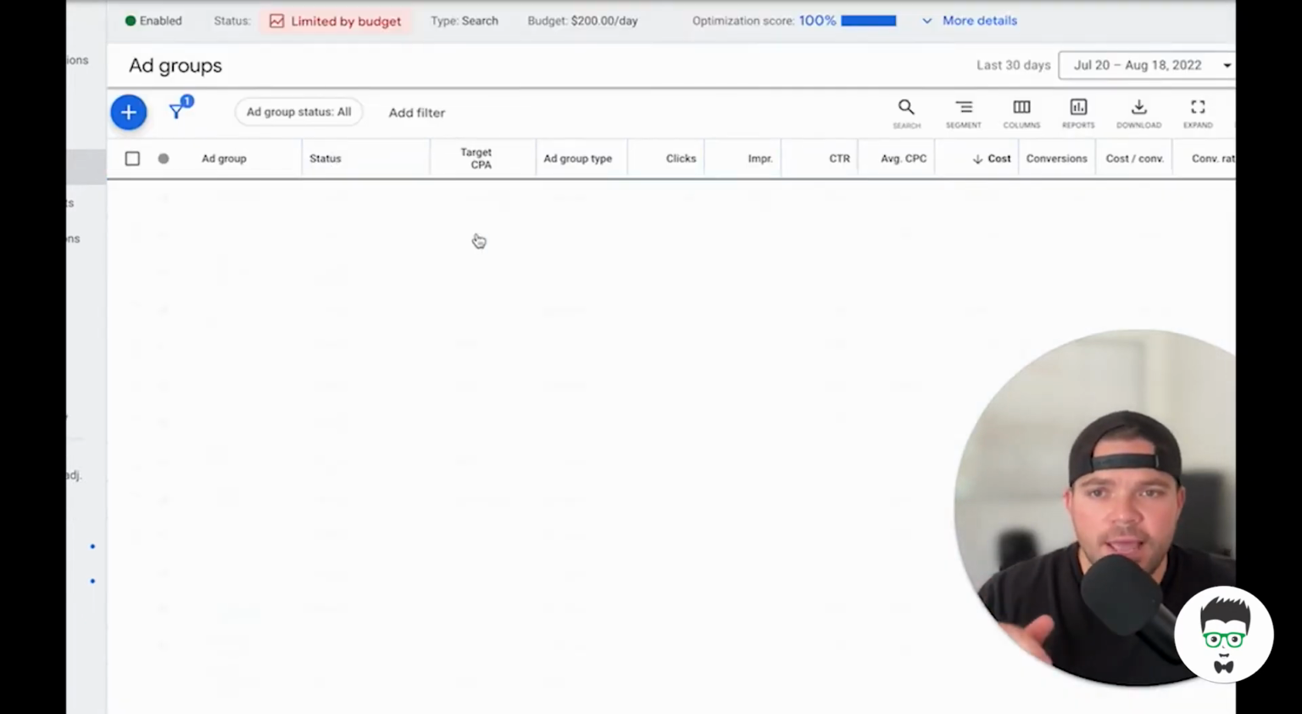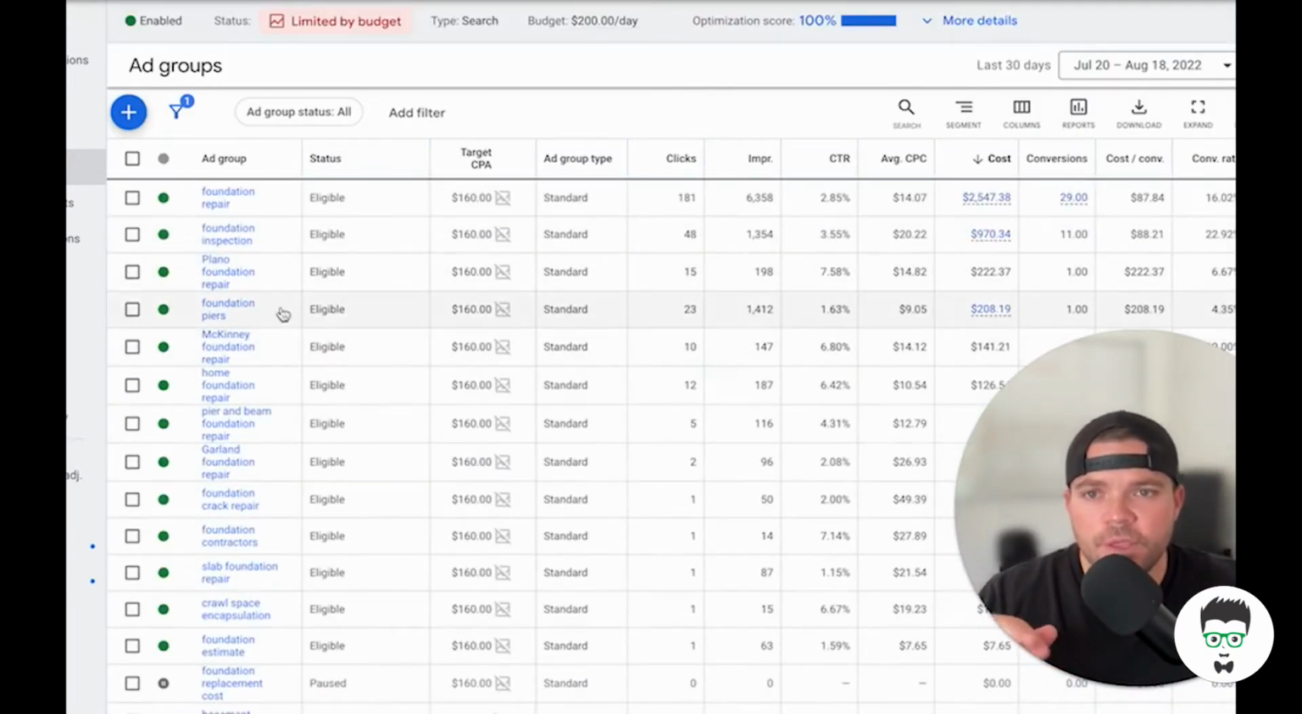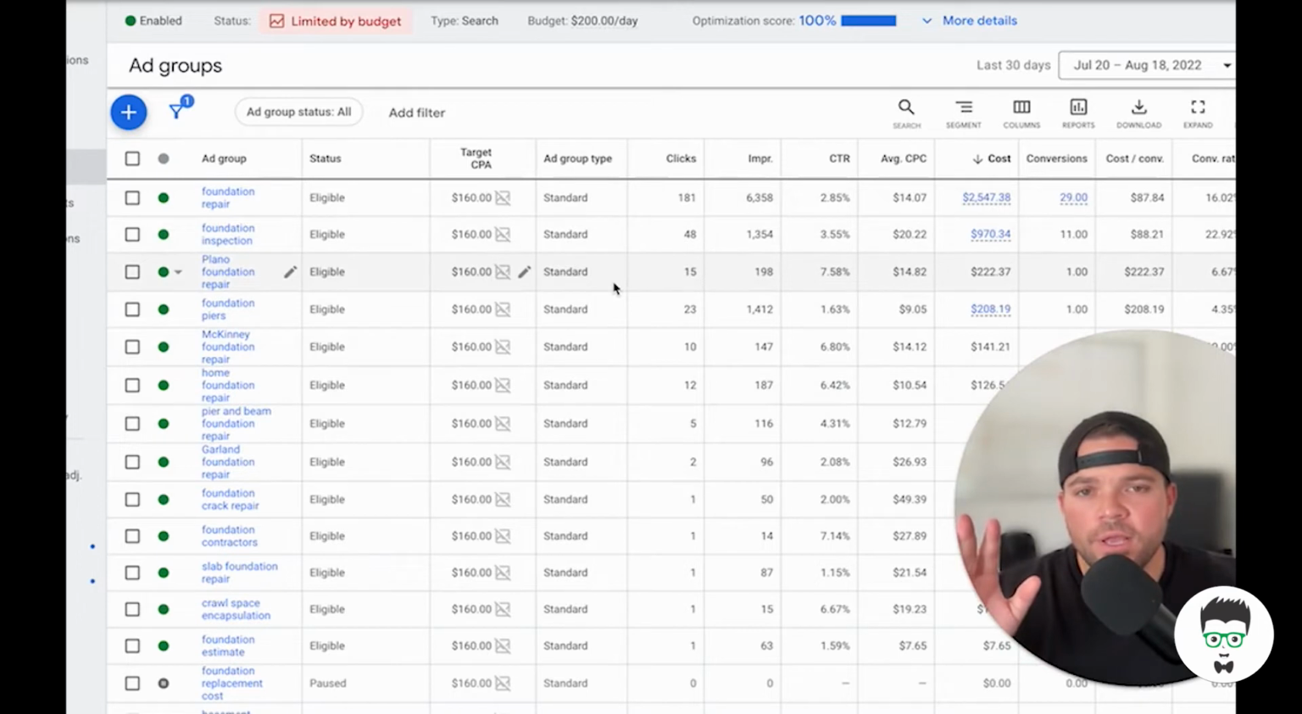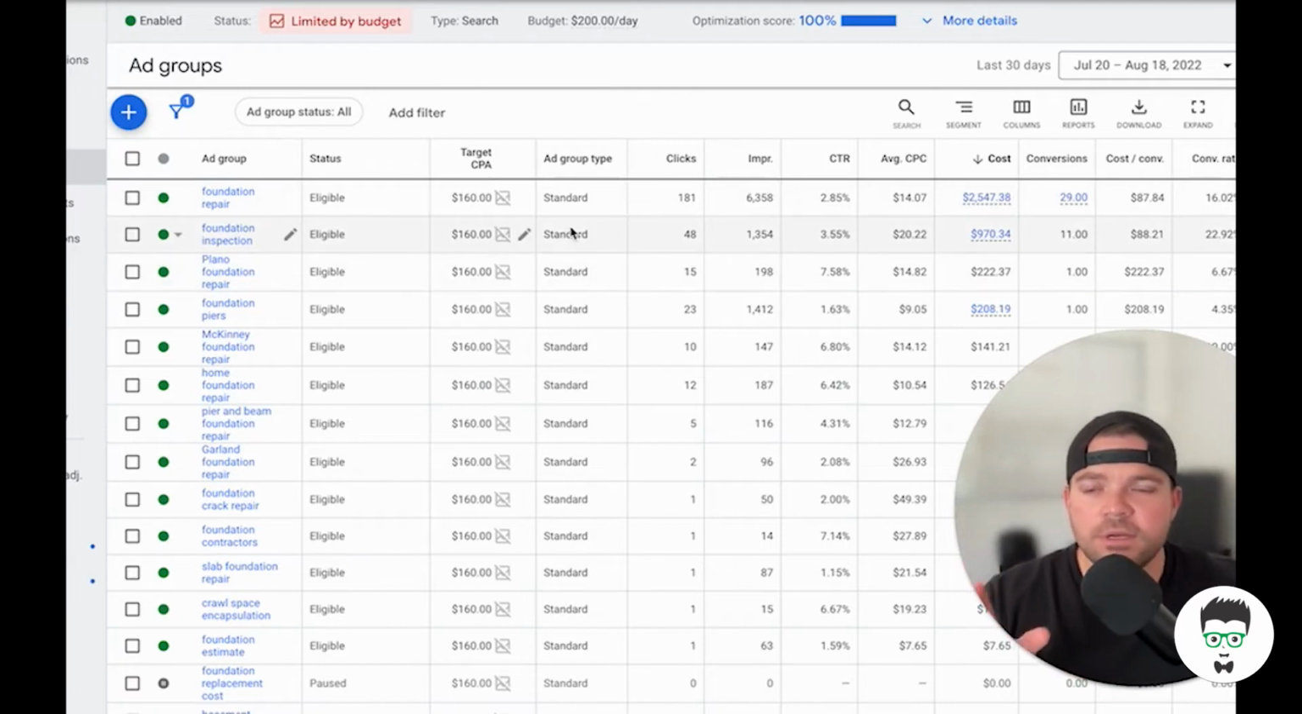Let's take a look at the ad groups that we're using on this campaign. So we're using foundation repair, foundation inspection, Plano, foundation repair, foundation piers, McKinney foundation repair, home foundation repair, pier and beam foundation repair. And then these are driving the majority of our conversions, as you can tell here. And then we have a current target CPA of $160 set on this campaign.